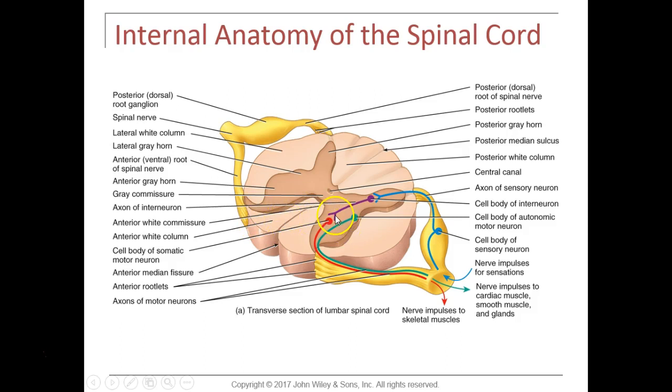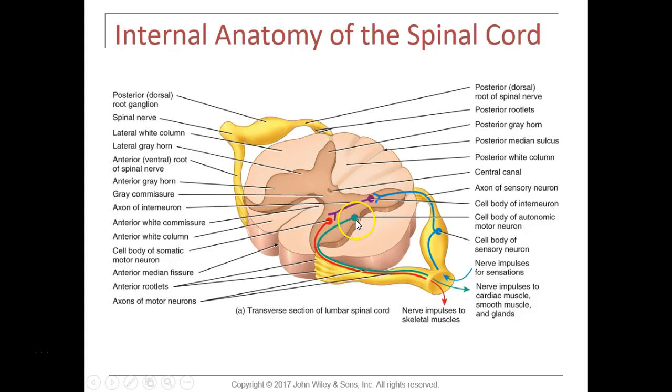The gray matter is separated into horns. So we have a posterior gray horn at these regions. We have lateral gray horns along the edges, and we have anterior gray horns towards the anterior side of the spinal cord. Now notice these motor neurons. We're going to talk about this a little bit more in chapter 15, but the cell bodies of these motor neurons are in a particular place. The motor neurons that leave the spinal cord via the anterior root of a spinal nerve.